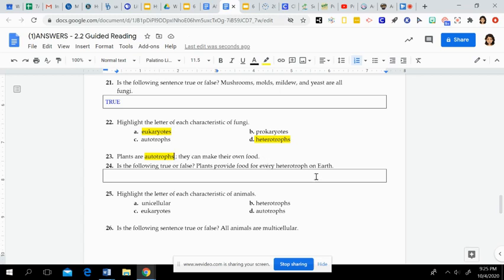Question 24 is a true or false question. Plants provide food for every heterotroph on Earth. You have to read this question carefully, and it could be up for debate, but our textbook says that plants provide food for most heterotrophs on Earth. So I'm going to say that this question is false.